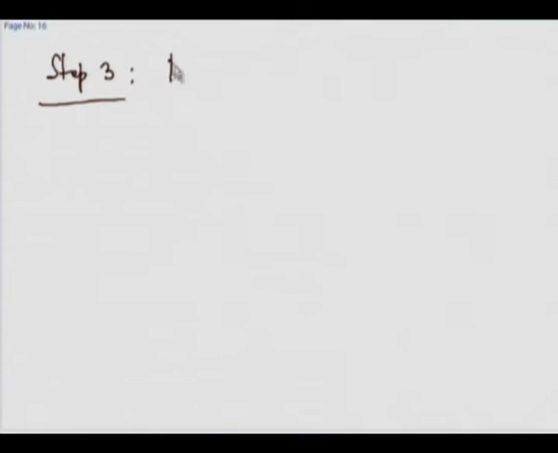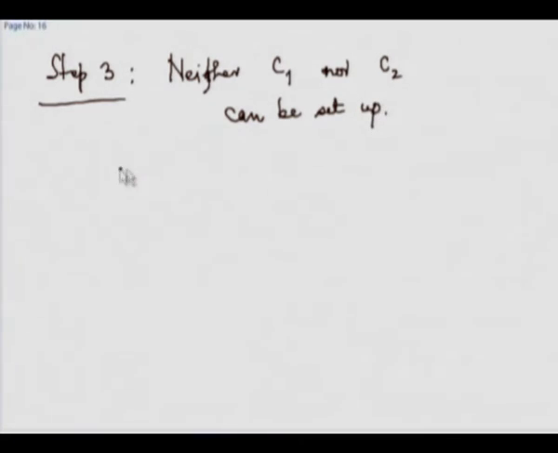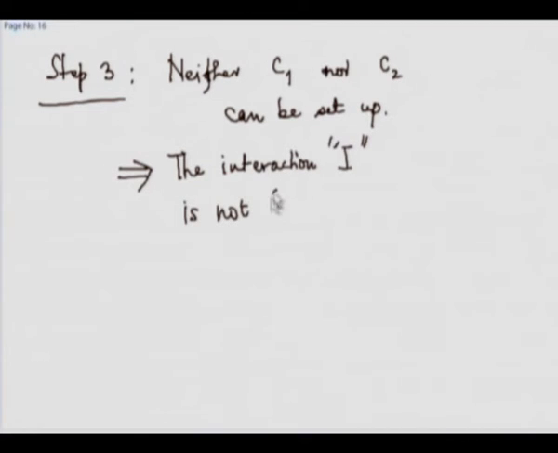We come to this step if neither C1 nor C2 can be set up. In that case, we come to the conclusion that the interaction I is not fully a work interaction. It may be totally a non-work interaction, or it may be a combination of some work interaction and some non-work interaction.